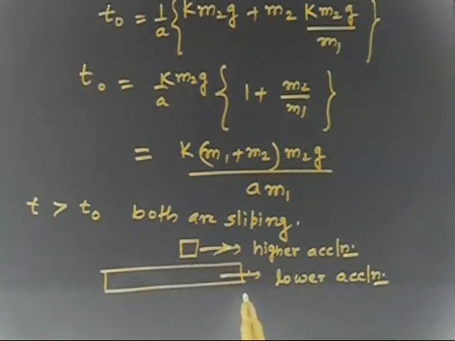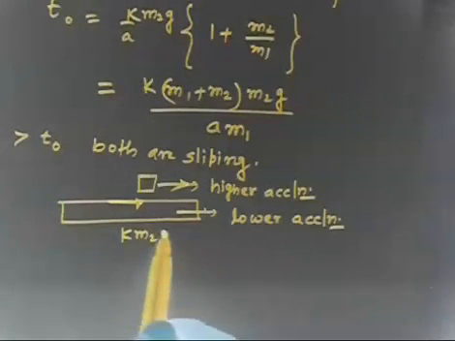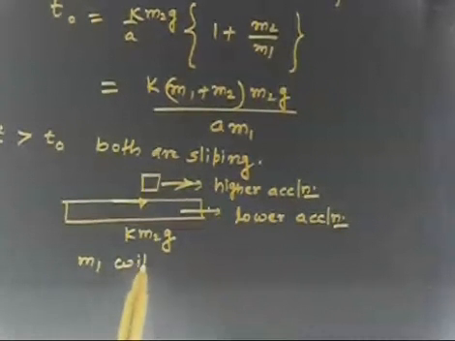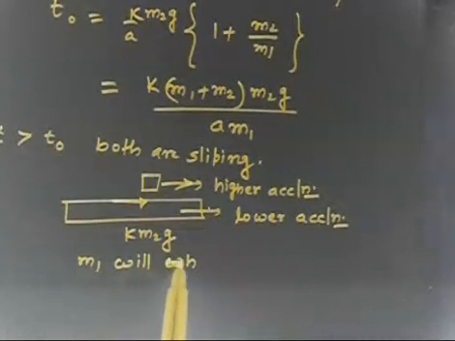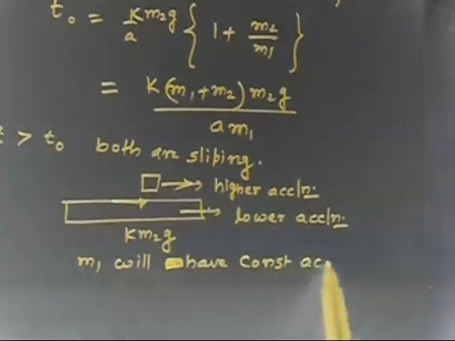Now for this one, this will have a basically constant acceleration, because the force acting on this is Km2Z. So what is the force acting? On this, the force that is acting is Km2Z, that is constant. So M1 will basically have a constant acceleration. Let us write, M1 will have constant acceleration. Are you getting or not?